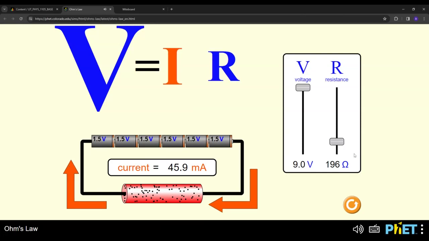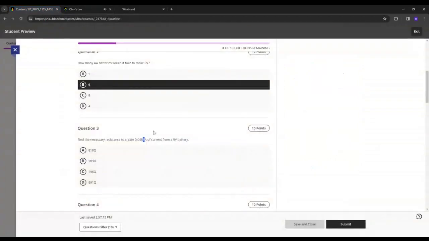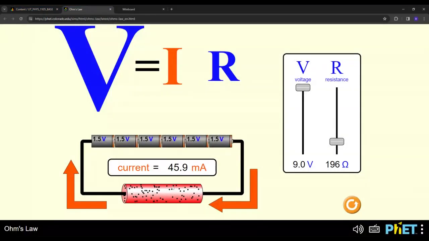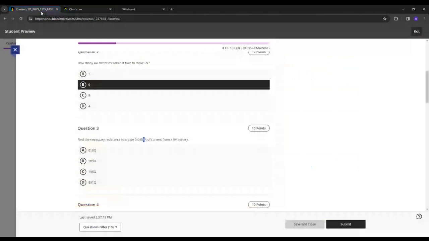Yeah, it's not going to work, but I can get reasonably close. So notice I wanted 45.5. I can only get to 45.9, like I said, different from different devices, but 196 ohms is really only close to these two.